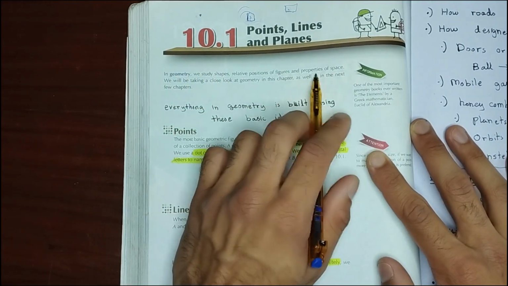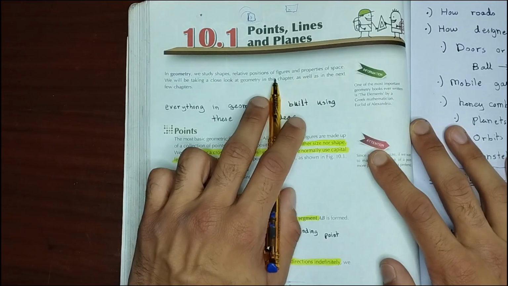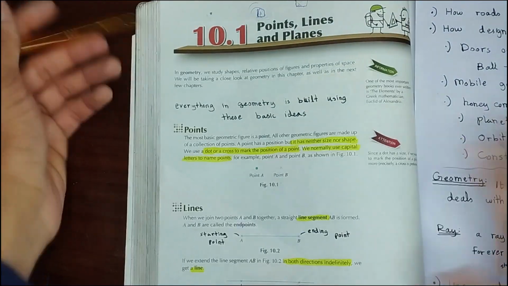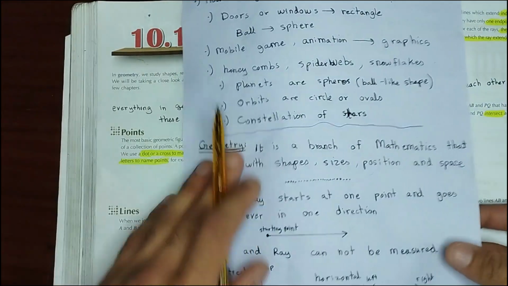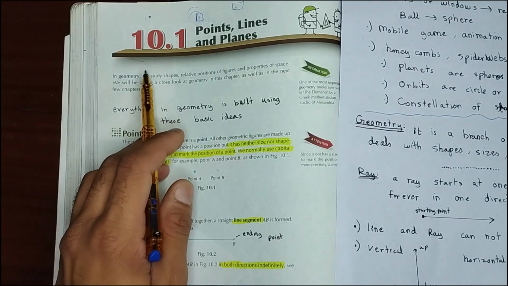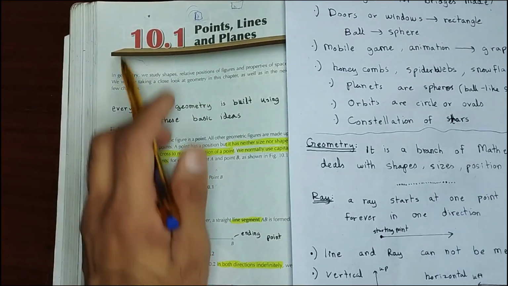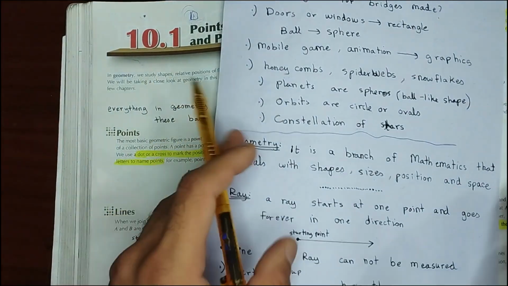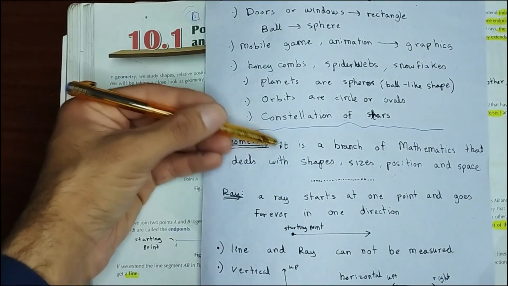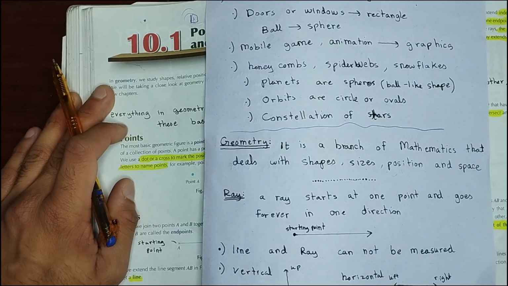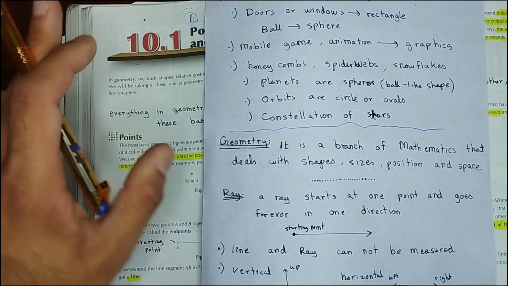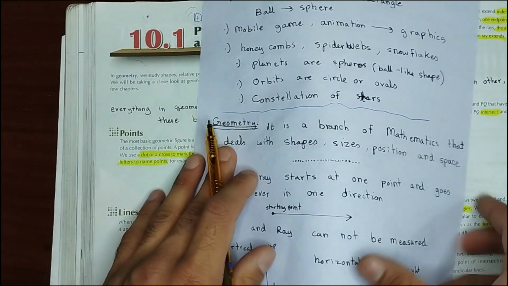The properties of space also aren't really for your level for now, so that's why I gave you a simplified version of this definition. The book deals with a lot more. Geometry is a lot more complicated than what I wrote here. But the basic understanding is this: geometry is a mathematical branch that deals with shape, size, position, and space. For now, at your level, this is what you need to know.